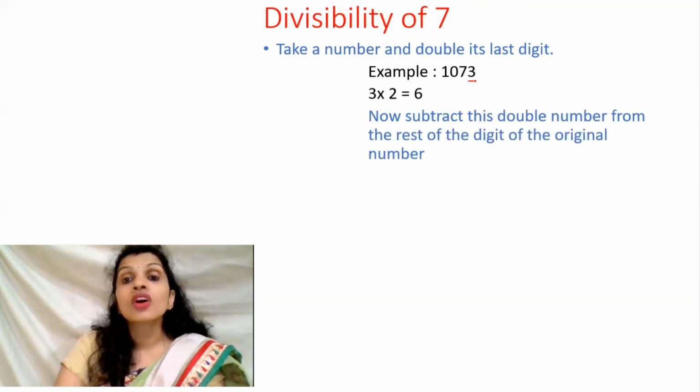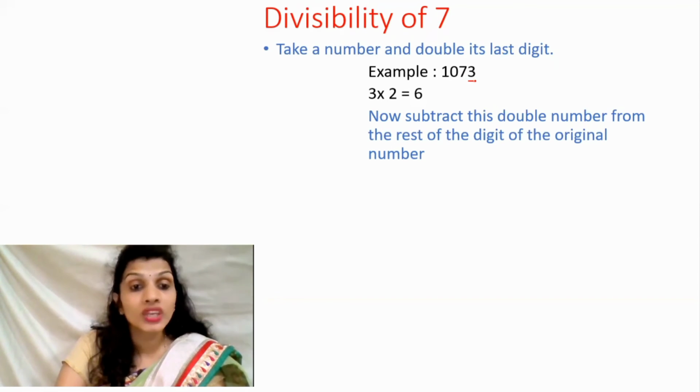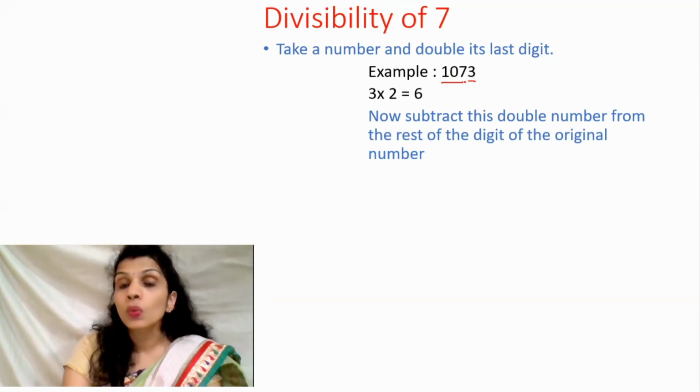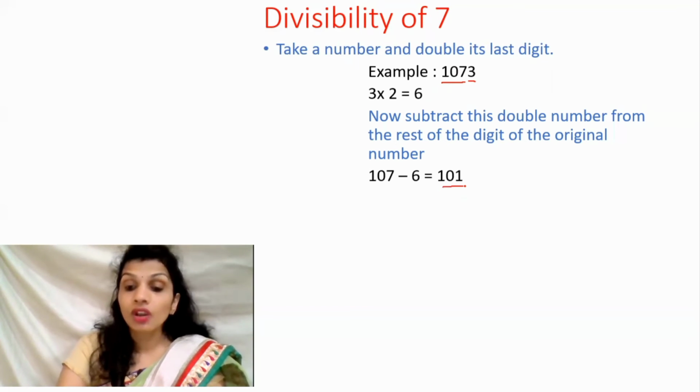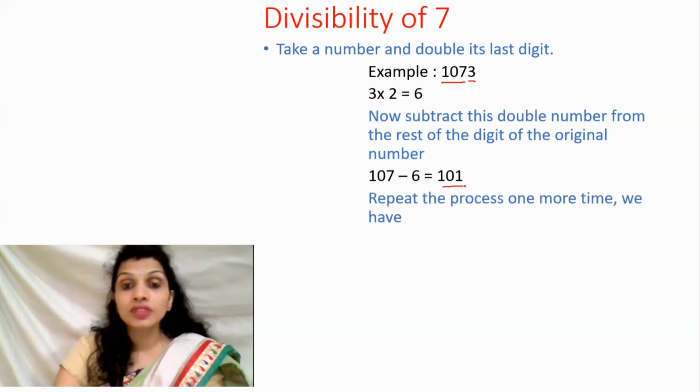Second, it said that now subtract this double number from the rest of the digits of the original number. Now what are the rest of the digits here? The rest of the digits here are 107. So we are going to subtract 6 from 107. So what are we going to get? 101. Now we are going to do the same process again.